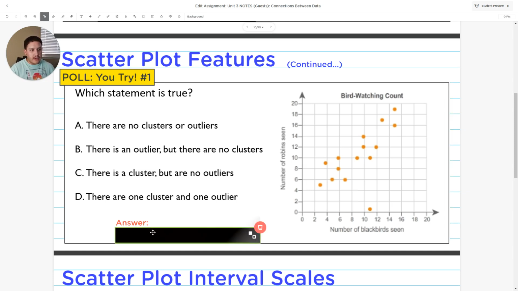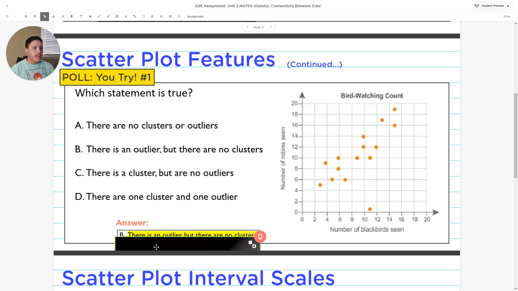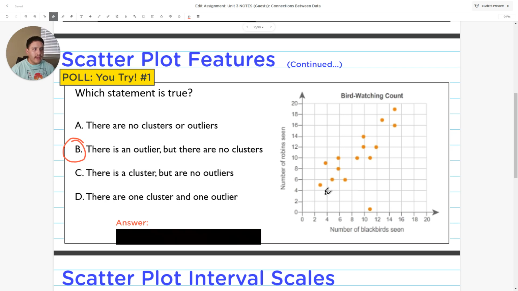If you're on ClassKick, you can move this box to check your answer and try it out on your own. Otherwise, I'm going to continue on and show you all the answer. So the answer to this is B. There is an outlier, but there are no clusters. Okay, so B is the correct answer.